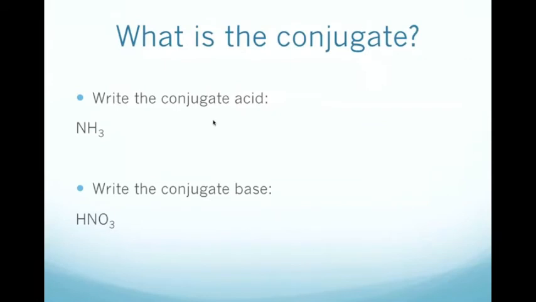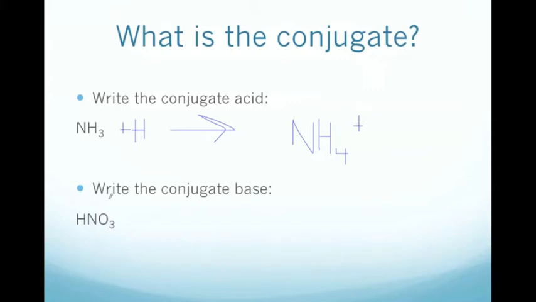Your conjugate acid is going to be a product. It can only be a product. And it's going to be the product that becomes more positive. That means it's the thing that gets the H added to it. So the conjugate acid of this is going to be NH4, and remember it changes the charge to plus. So the conjugate acid of NH3 is NH4+.